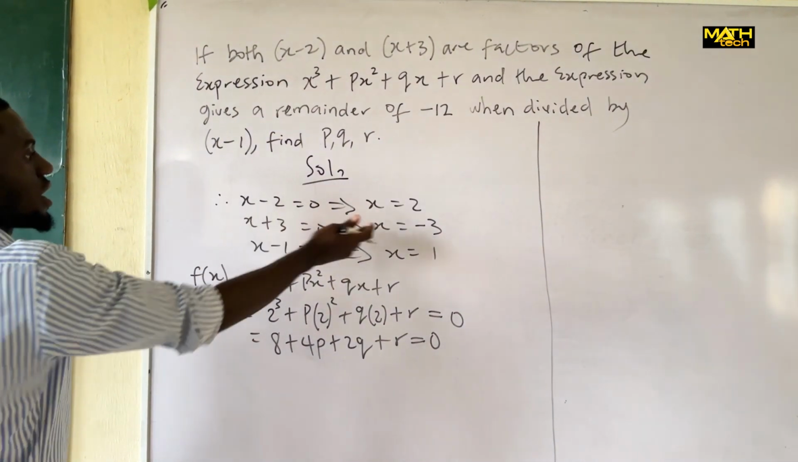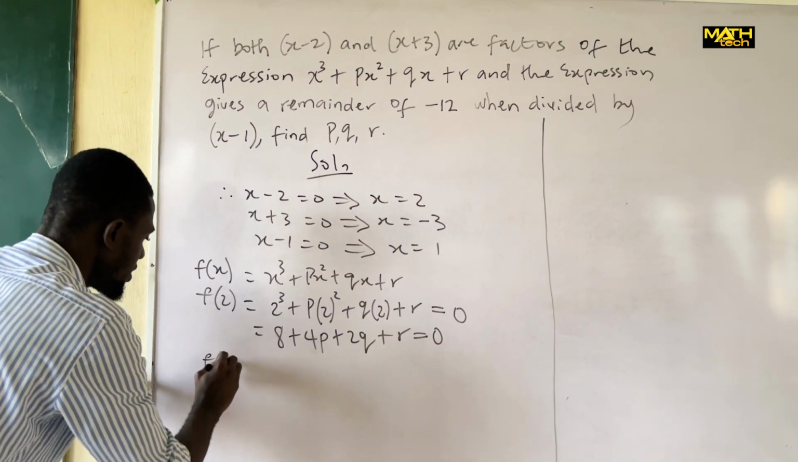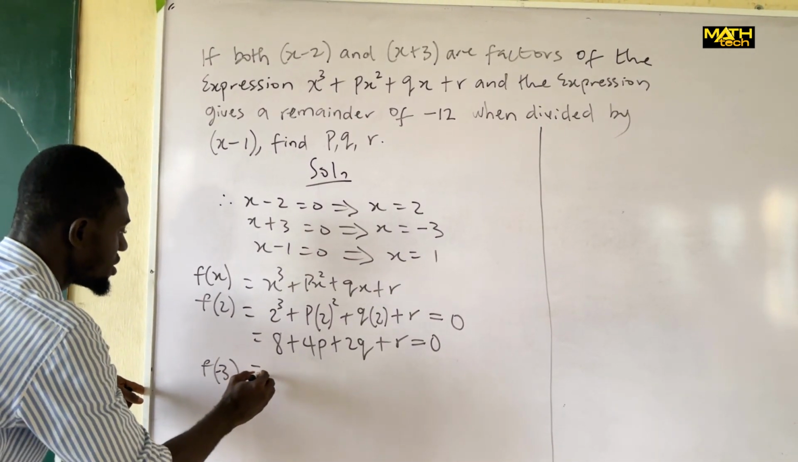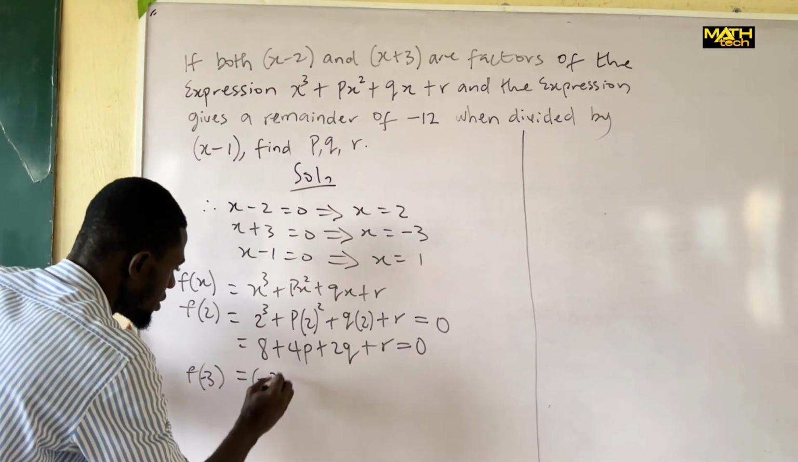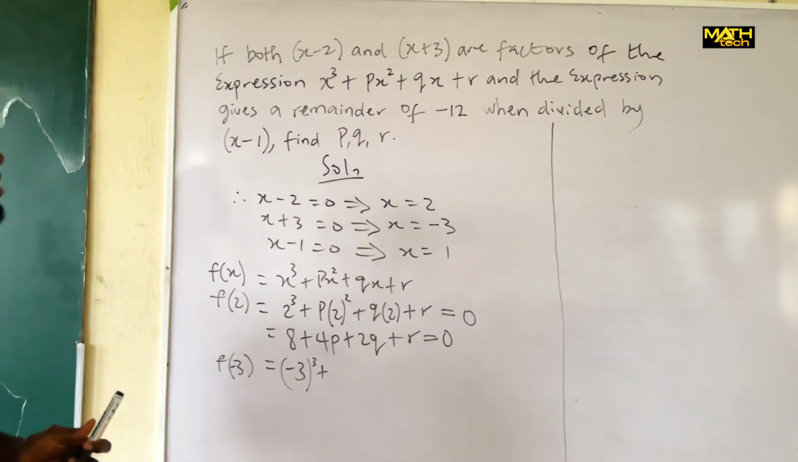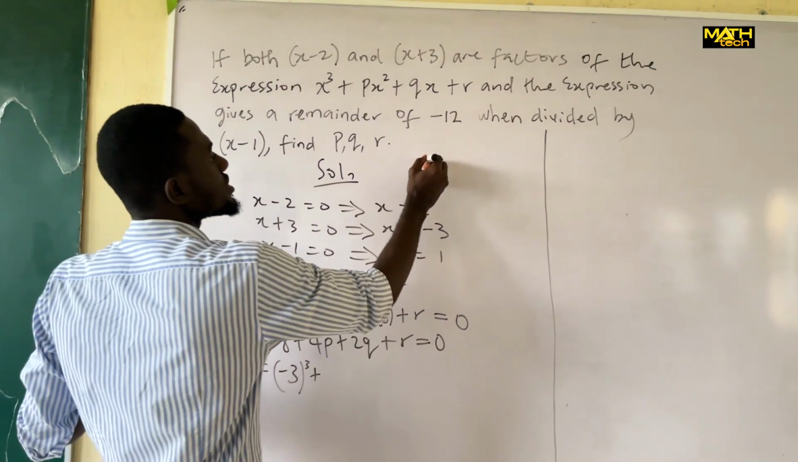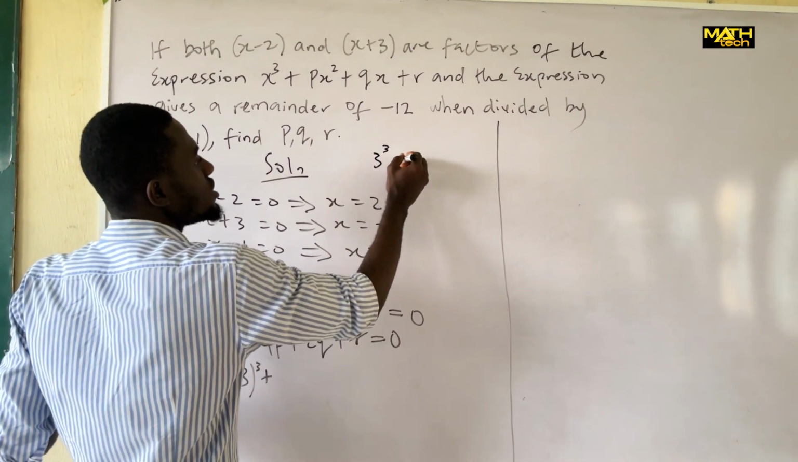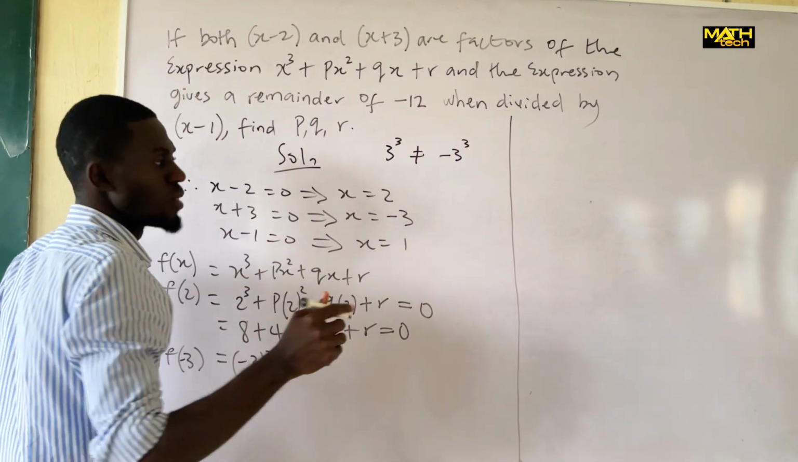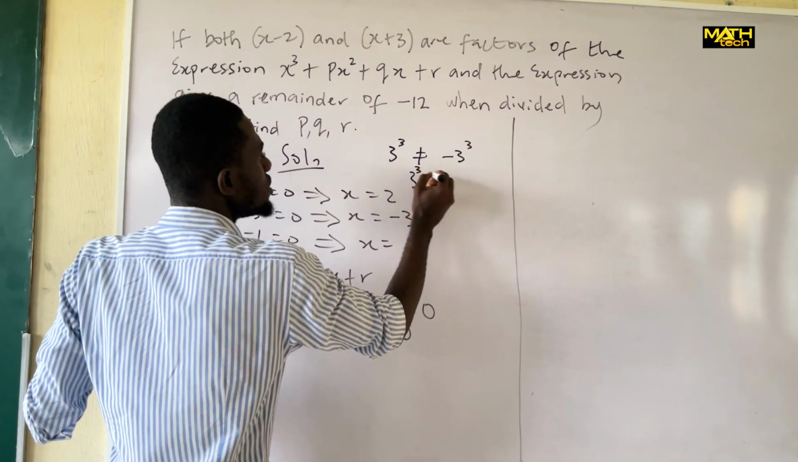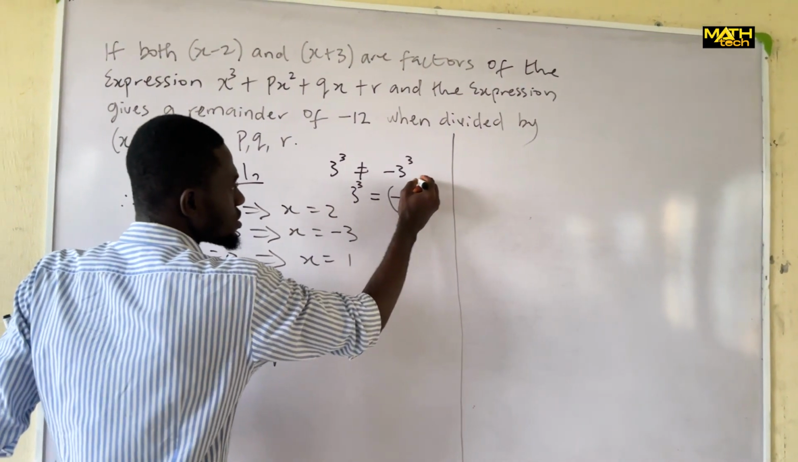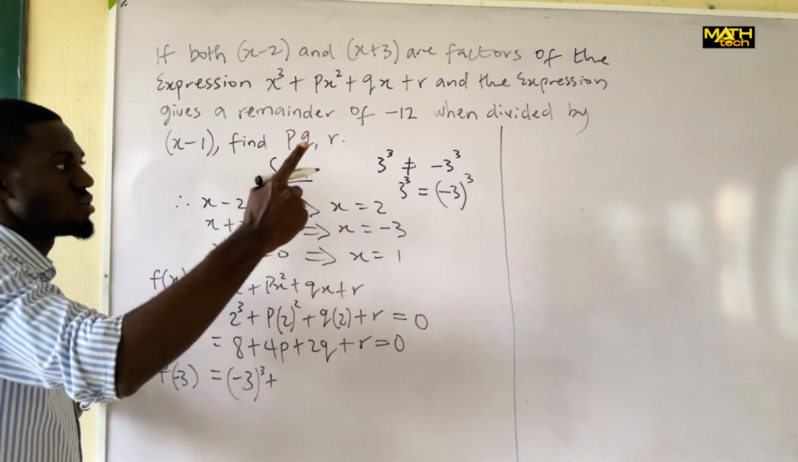So same here, our x is minus 3, so for f of minus 3, we say minus 3 q plus, now learn this, please learn this, 3q is equal to bracket minus 3q.